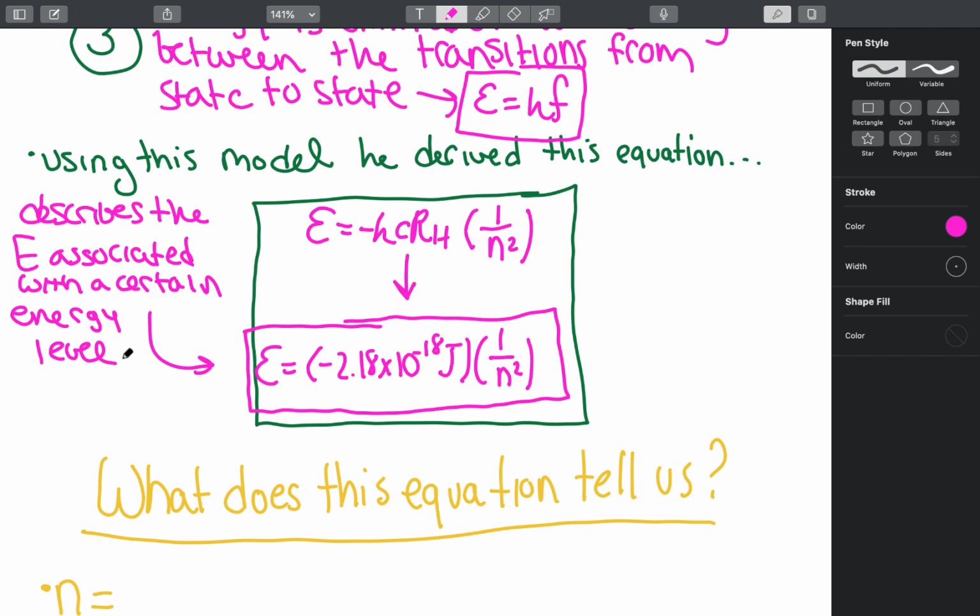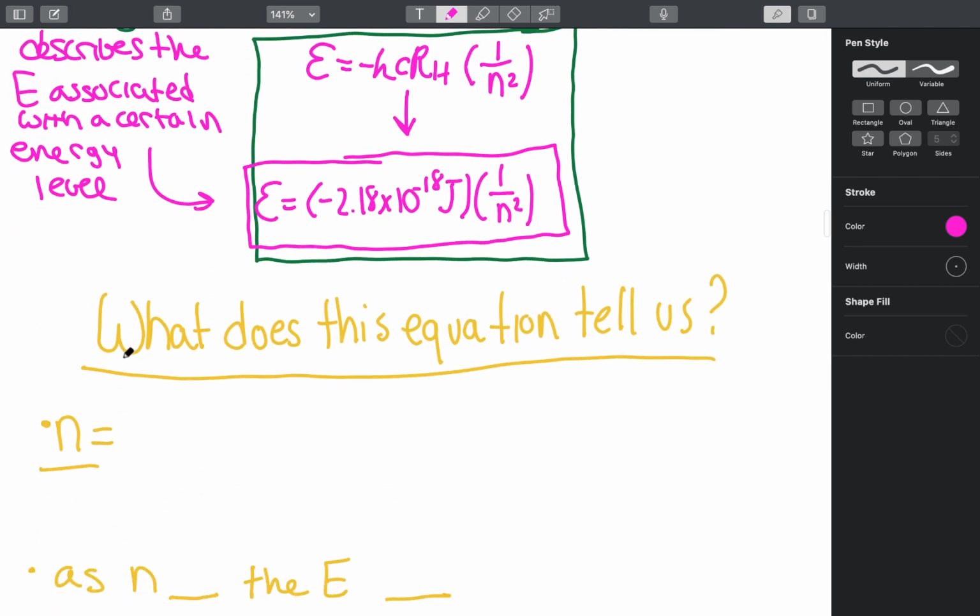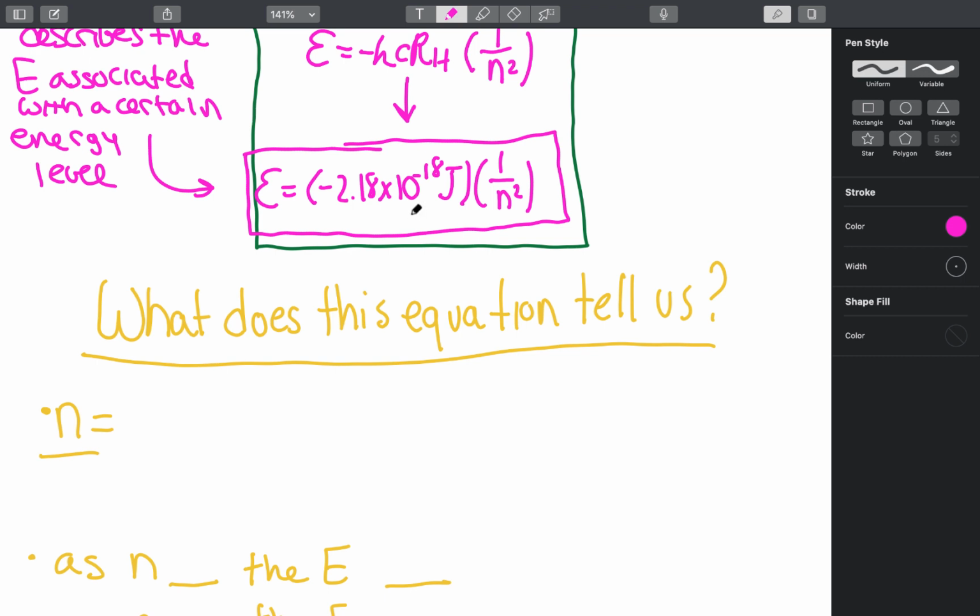What can we gather from this equation? Well, the important thing to focus on first is n. So what is n? n is representative of the energy level of the electron. So it is the energy level of the electron. So it's a possible energy level that the electron could occupy.